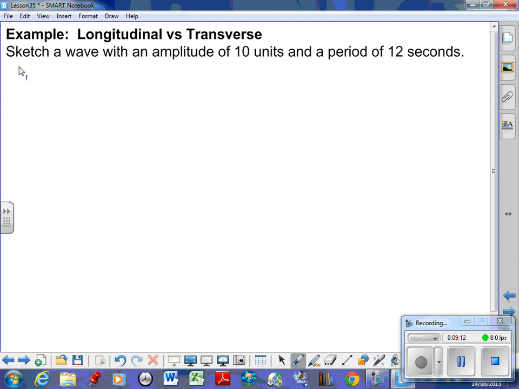So for the transverse, what we're going to do, we'll just give ourselves XY axes. So we'll go, this is in meters, this is in time in seconds. So amplitude of 10, 12 seconds. So I know that it's going to end at 12 seconds. That means it's halfway through the cycle at 6 seconds. That means that I'm going to have one crest and one trough in there, and they're going to occur in the middle. The nice thing with it, it's nice and symmetrical. And we're going to say that's 10, that's negative 10.